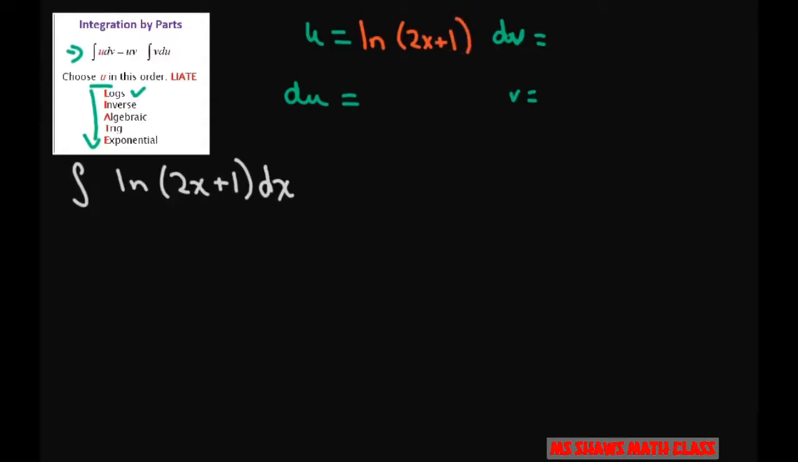Therefore, everything else is dv. So our dv is going to be just dx. All right, so therefore, the derivative of u is going to be 2. Well, you just do 1 divided by the argument of the ln. You do 2x plus 1 times the derivative of the inner, so that's 2. So you just put the 2 there. And then we have the dx, so derivative of u with respect to x. And then v is just going to be x.